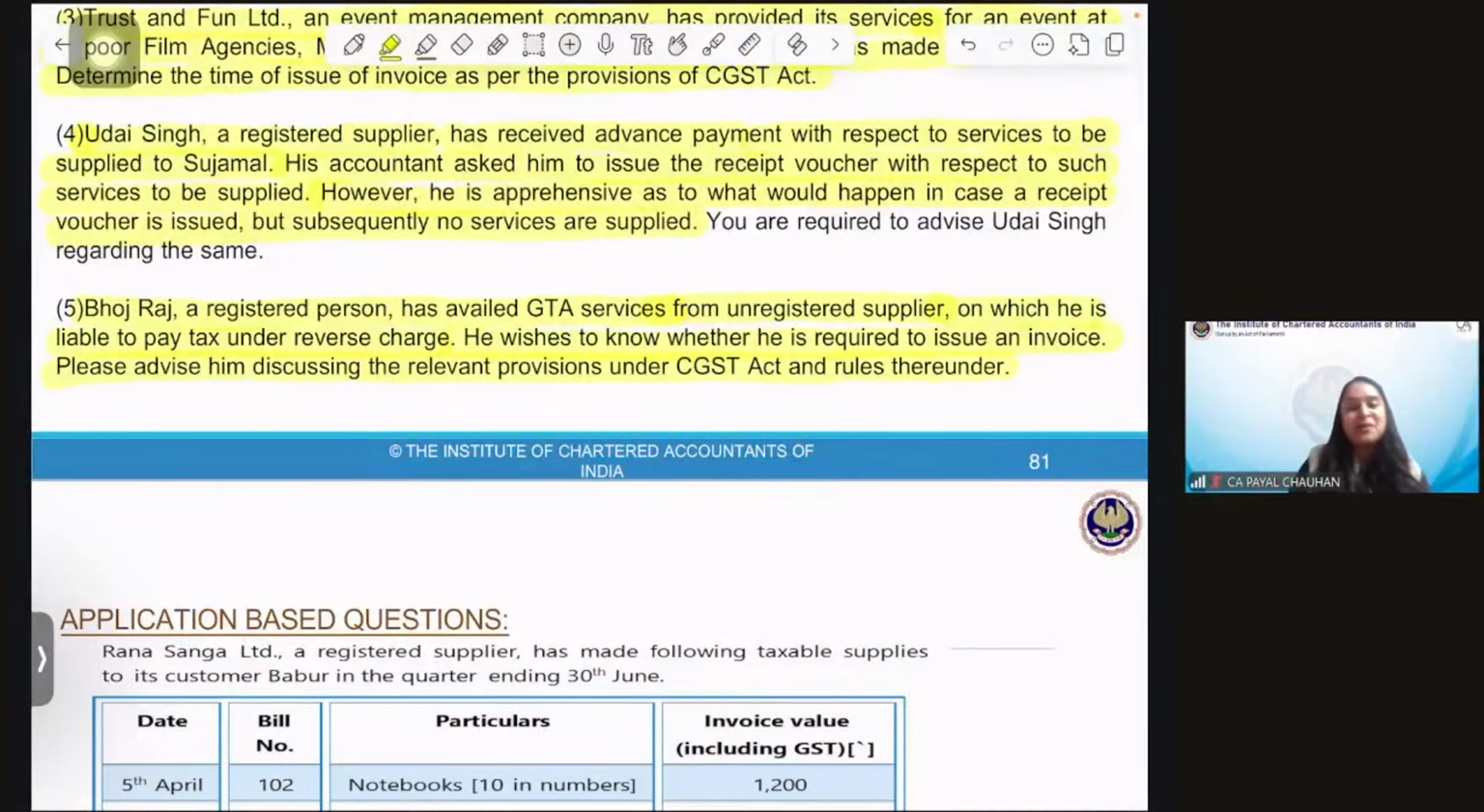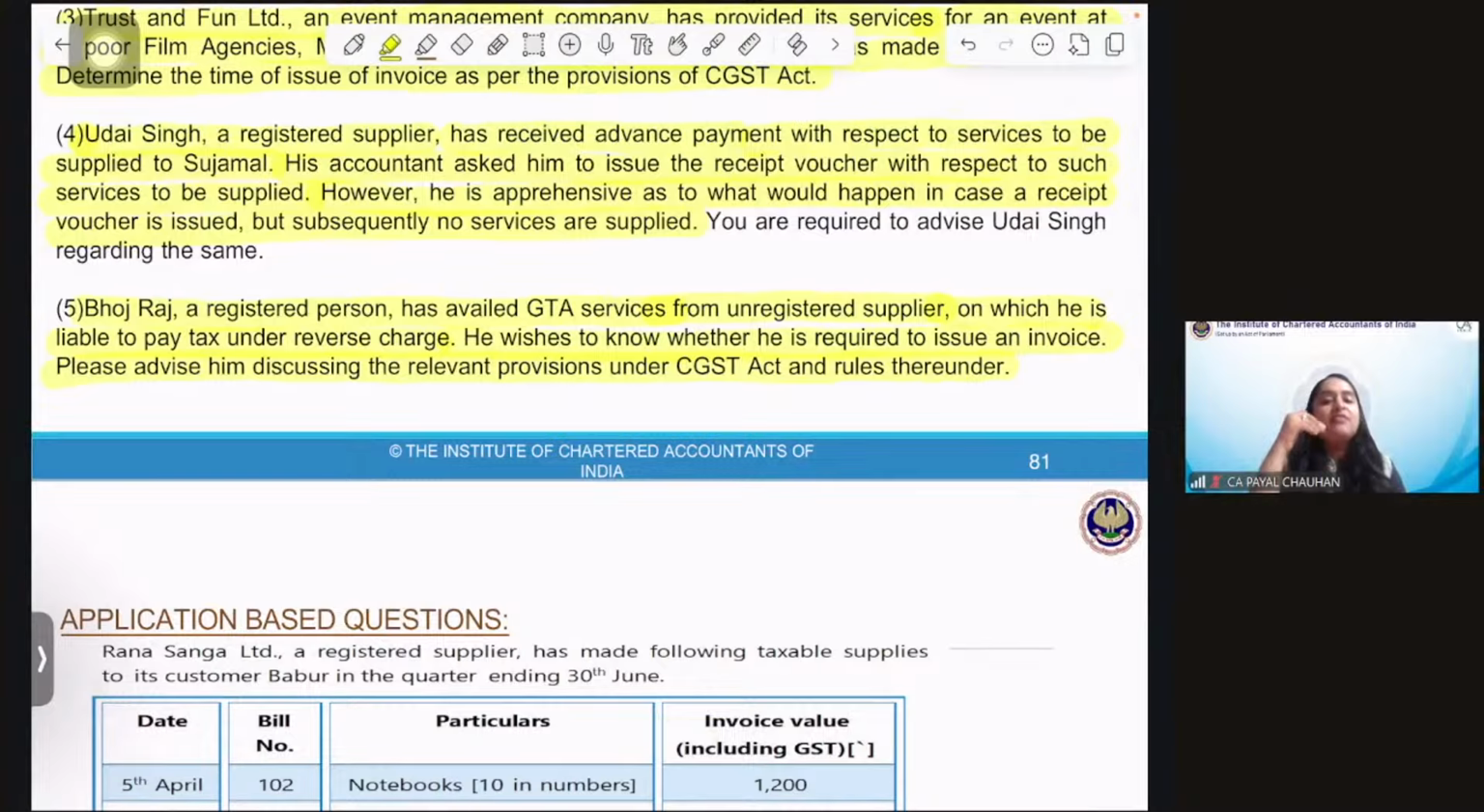Okay, so if I am the recipient and I am taking any service or good on which RCM is applicable and the person who's supplying me is unregistered, I'll issue a payment voucher as well as I'll issue an invoice, right? I'll issue an invoice.